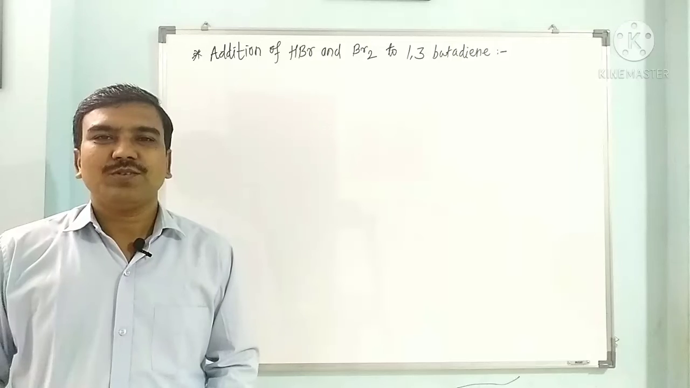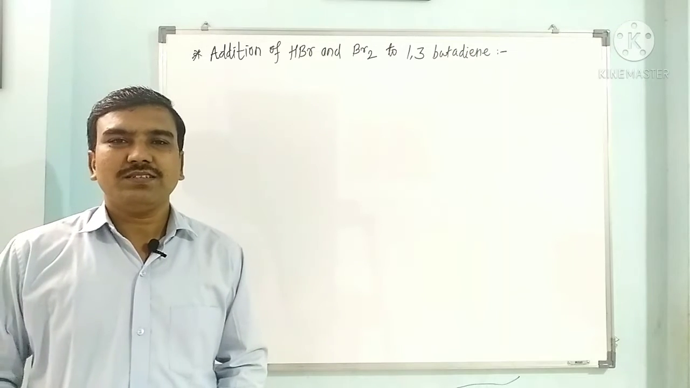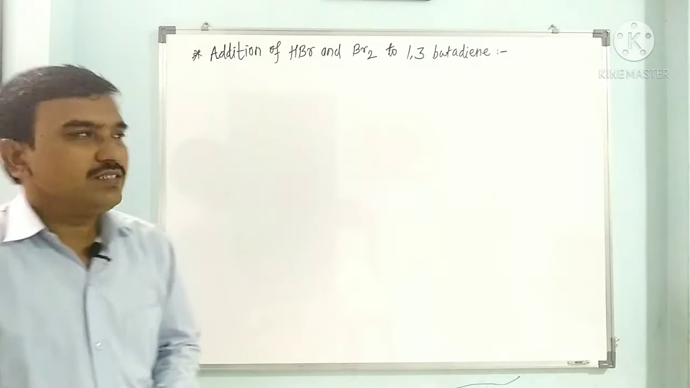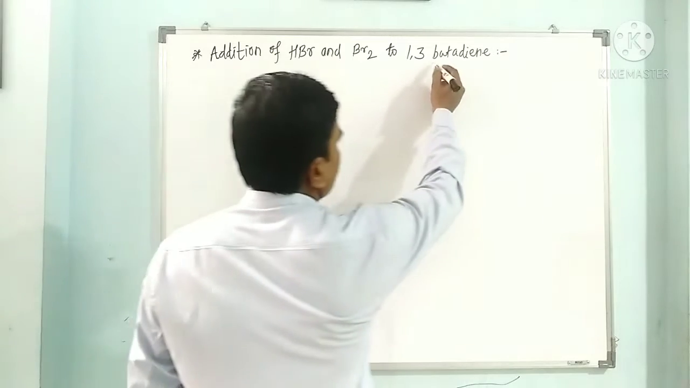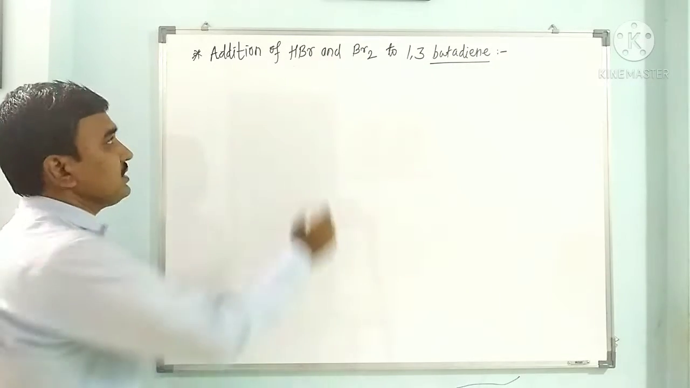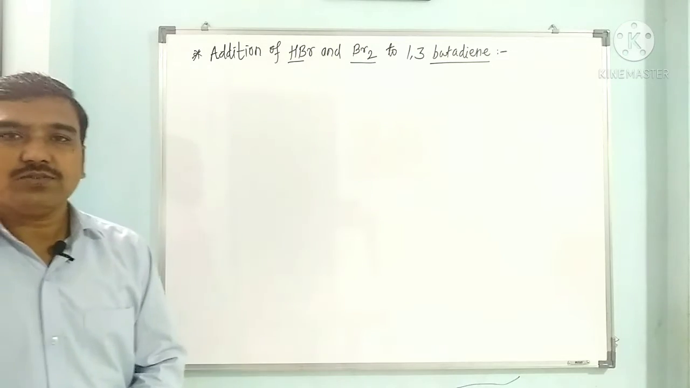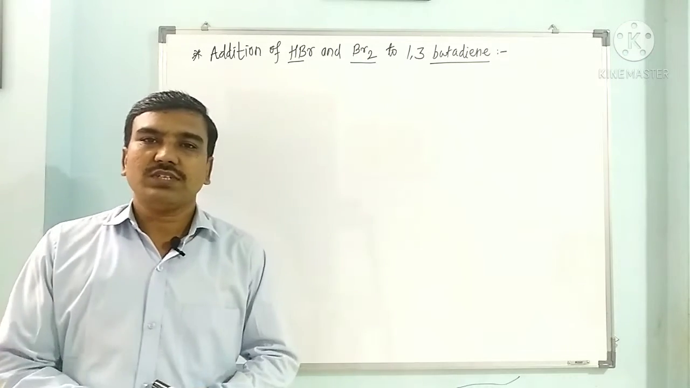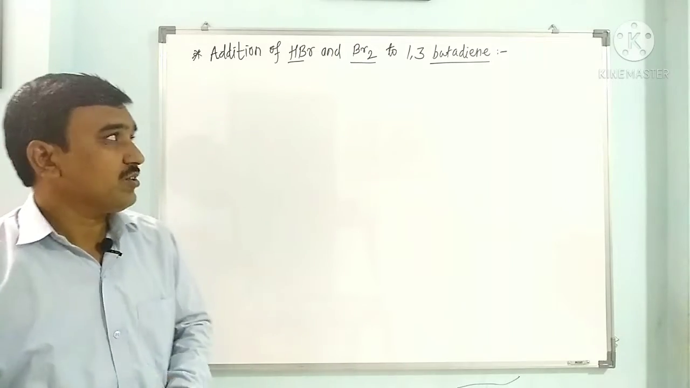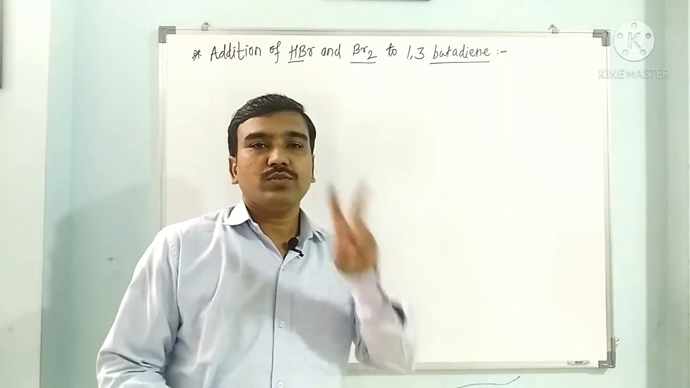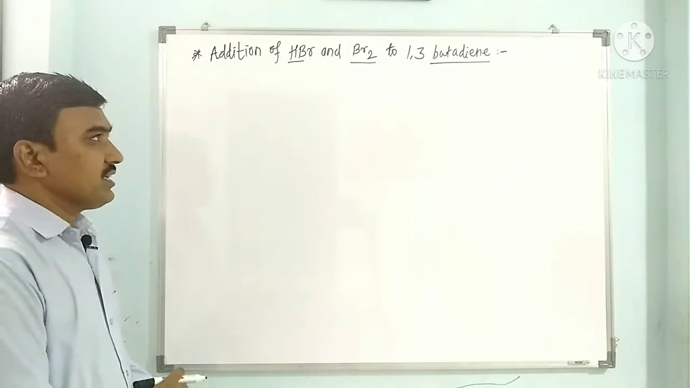Hello friends, today we are going to see the next addition reaction. This is the addition reaction of butadiene. When butadiene reacts with reagents such as HBr and Br2, it undergoes addition reaction and gives a 1,2 addition product or 1,4 addition product because it is a diene. Two double bonds are present in butadiene.